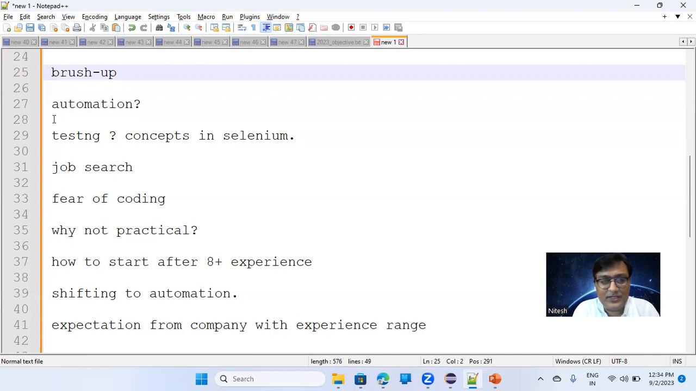Last one, then we will open for the discussion. Brush up. This is a negative concept, right? Brush up means you want to do something quickly and you want to pass the interview somehow, right? Or you want to present something somehow that you know something. So it's better not to do just a brush up, because when you brush up, you learn theoretically.